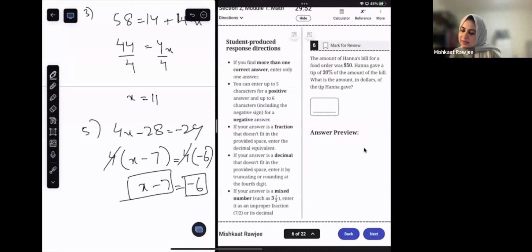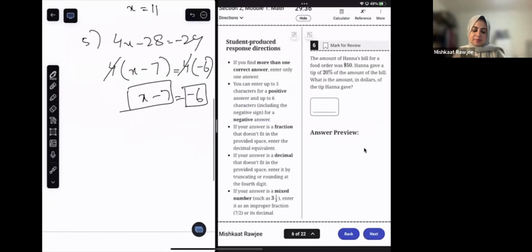Go next. The amount of Hannah's bill for a food order was 50. Hannah gave a tip of 20% of the amount of the bill. What is the amount in dollars of the tip Hannah gave? Again, it's important to be careful about what they're asking here. Are they asking for the total amount or the total tip? So they're asking for the tip, right?